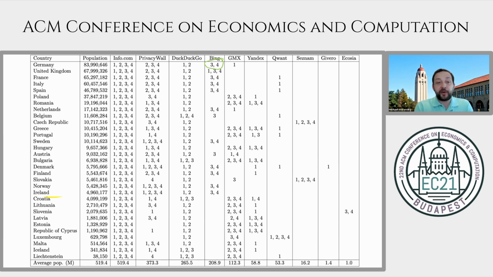And so what you can see just by eyeballing this is that info.com, which I'm sure most of you have never heard of, won a slot in every single auction in every single country in every single period. So on average, the population of the countries in which they won is just the sum of the population of those countries, about 500 million people. The second biggest was Privacy Wall. They won a population of about 370 million. And then more popular search engines like Ecosia, which I'll talk about in a moment, only won in one country a couple of times.